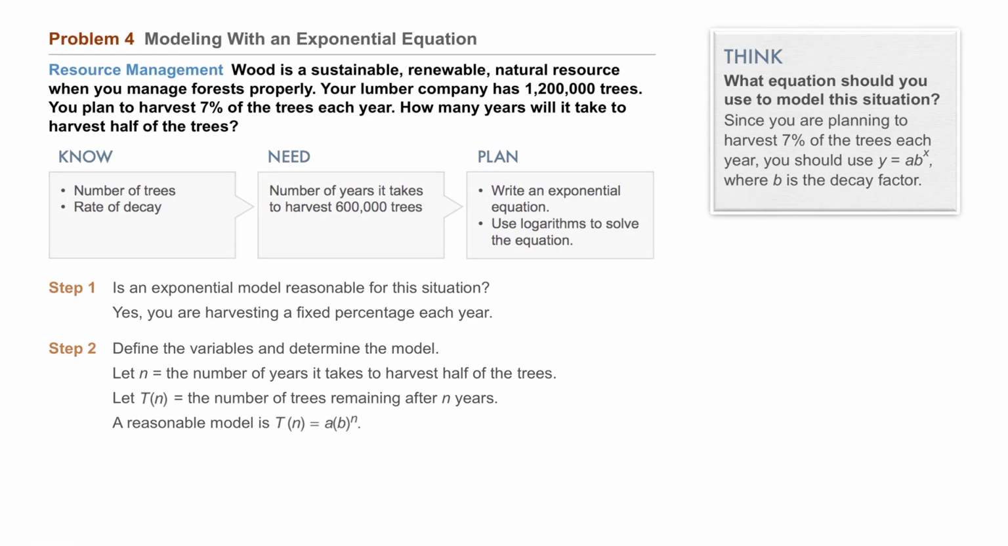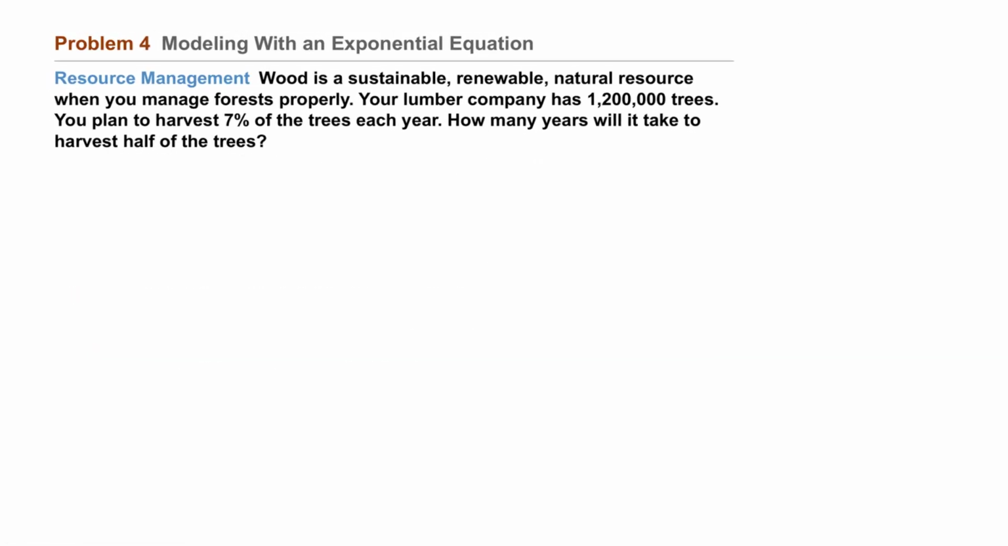Problem 4. Modeling with an exponential equation. Resource management. Wood is a sustainable, renewable, natural resource when you manage forests properly. Your lumber company has 1,200,000 trees. You plan to harvest 7% of the trees each year. How many years will it take to harvest half of the trees?